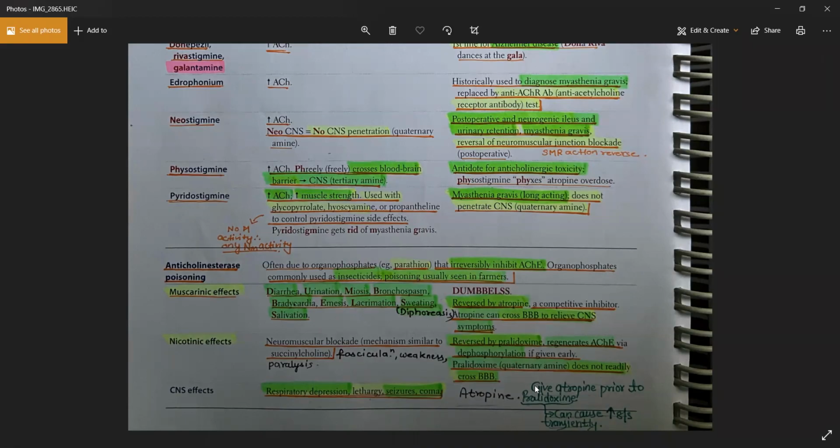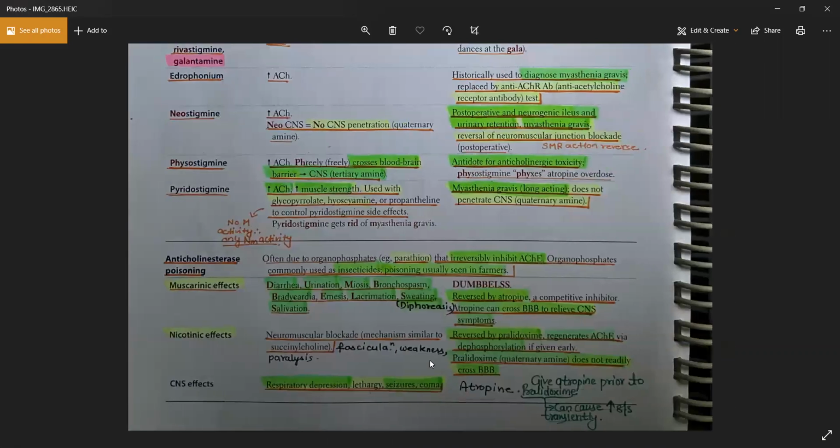So treatment includes first the atropine, and after the atropine is given, you will give the patient pralidoxime to reverse the nicotinic effects. Okay. Any doubt on this poisoning?